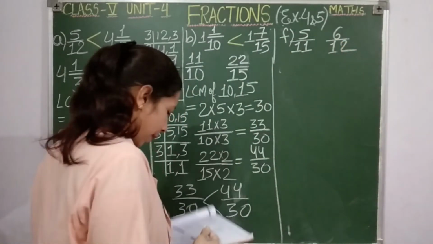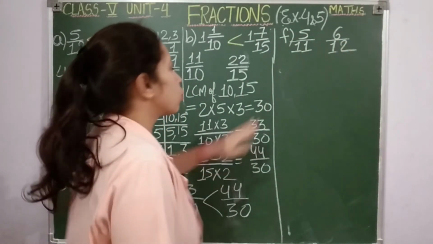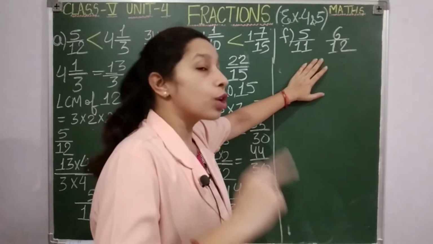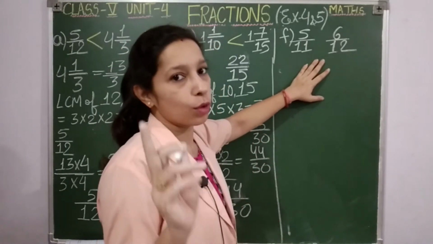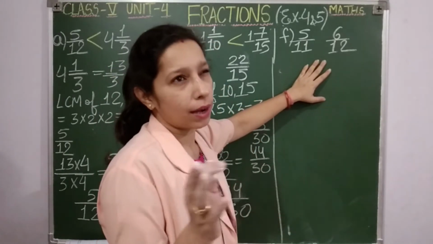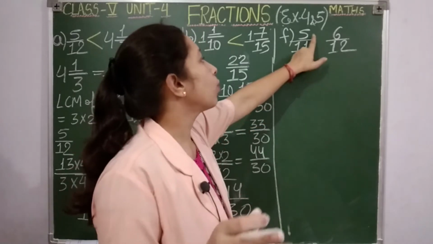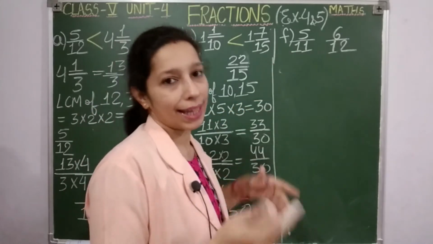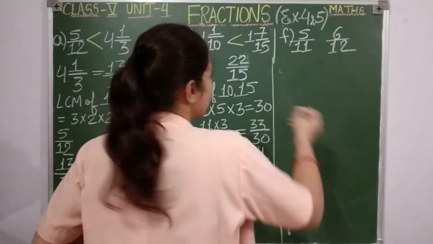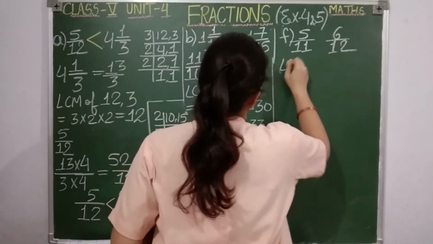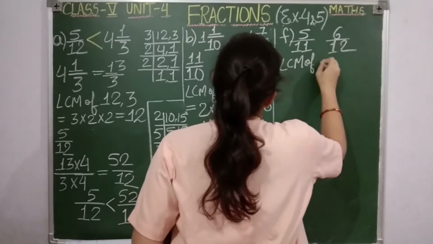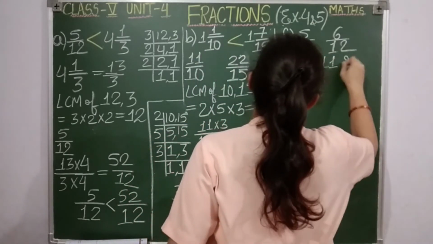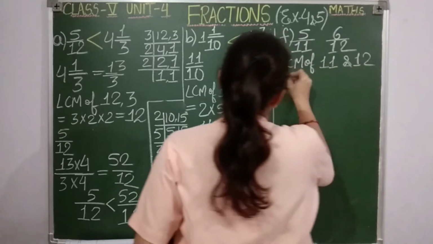Let us compare them. See students, only two fractions are there, na? So you can use that trick also which I have explained you in exercise number 2, I think, where you can cross multiply and check. Either you can use that method or by taking LCM also you can do. Okay, so let us take the LCM first. LCM of 11 and 12. Okay, let us take it out.